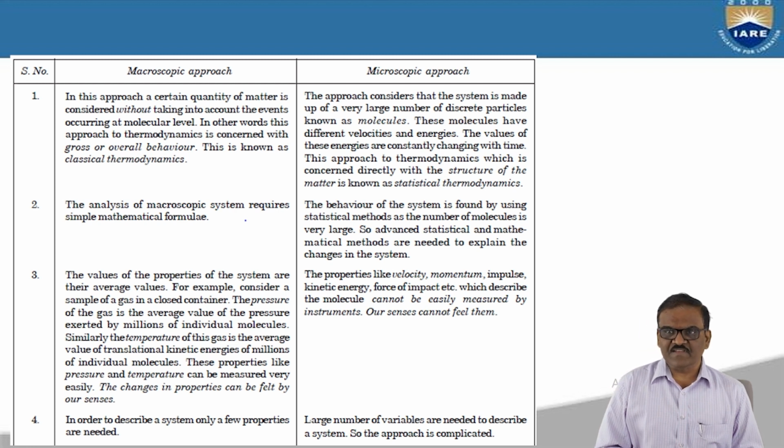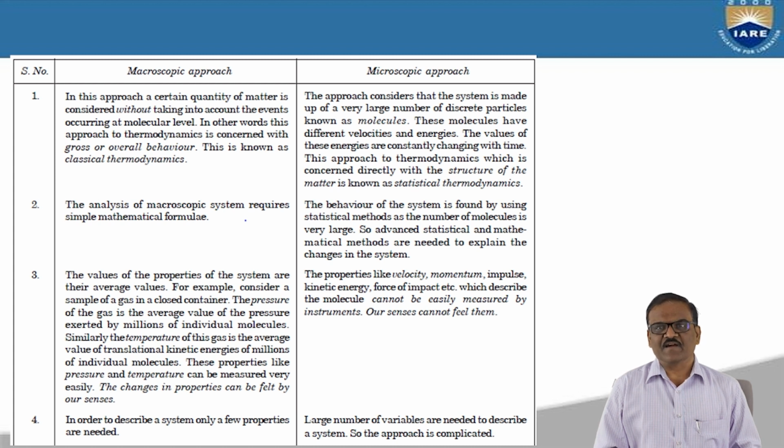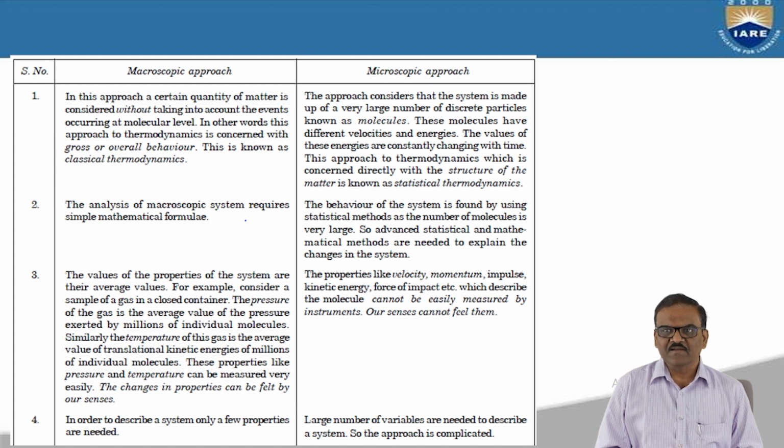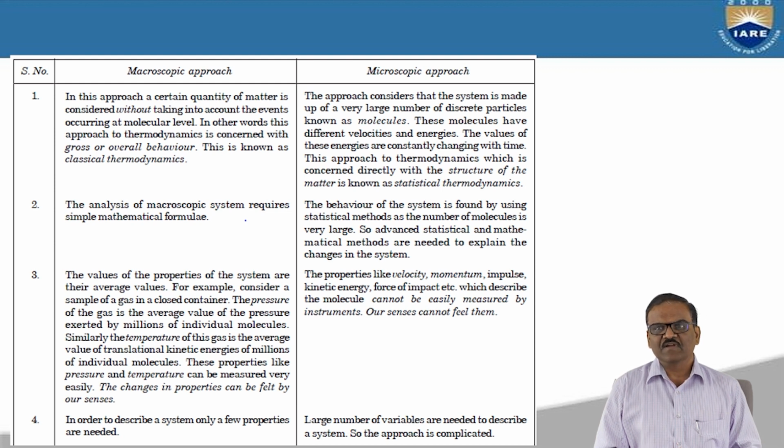The properties like velocity, momentum, impulse, kinetic energy, force, impact, which describe the molecules, cannot be easily measured by the instruments. Our senses cannot feel them. Next, in the macroscopic approach, in order to describe a system, only a few parameters are needed and that is enough, whereas in the microscopic approach a large number of variables are needed to describe a system. So the approach is complicated. With this definitional understanding, we can see the difference between the macroscopic approach and the microscopic approach.